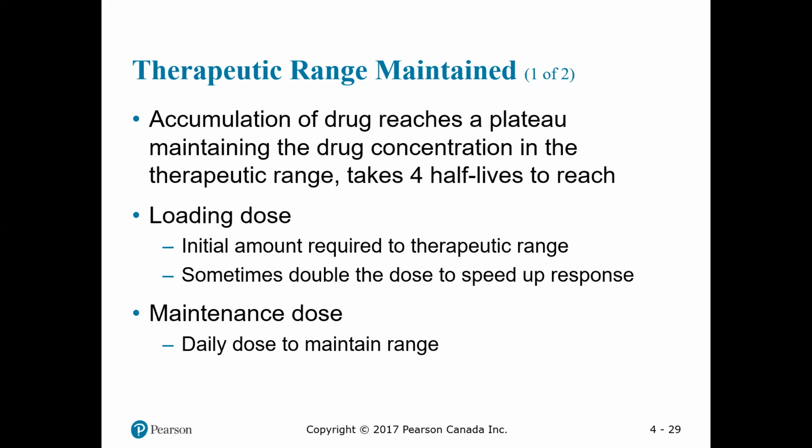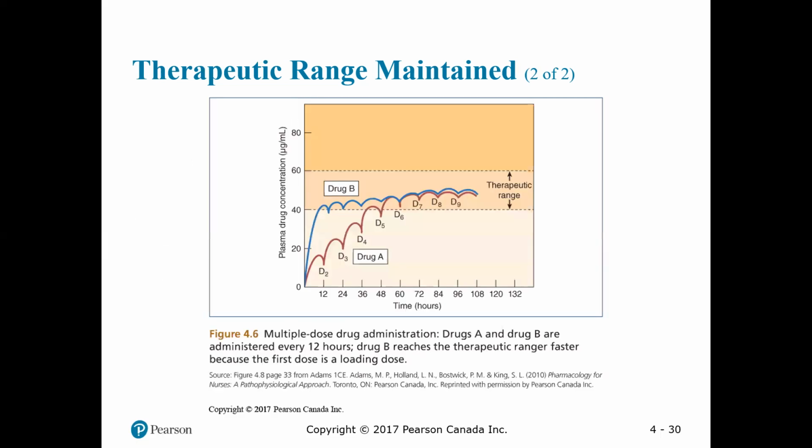The loading dose: the patient comes in with very high pain. We give them extra strength Tylenol, 2 tablets of extra strength to reduce the pain. So we give 500 plus 500, which is 1,000, at the start. That's the initial amount required to reach the therapeutic range. That is the loading dose. Sometimes we double the dose to speed up the response. But now we know that he is stable, so we come back and say, okay, on maintenance therapy we'll be giving only 1 extra strength tablet 3 times a day. That is called the maintenance dose, which is the daily dose to maintain the range. I think it's clear now between the loading and maintenance dose.